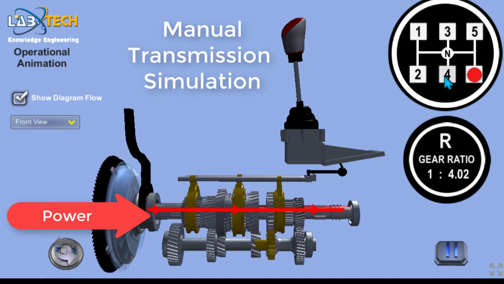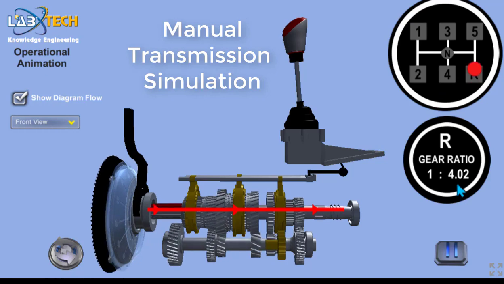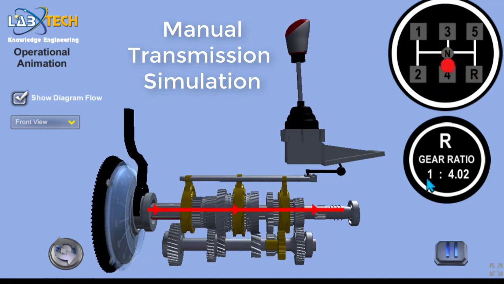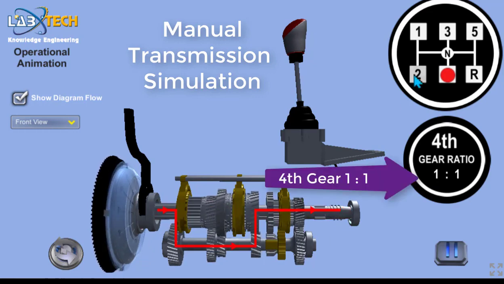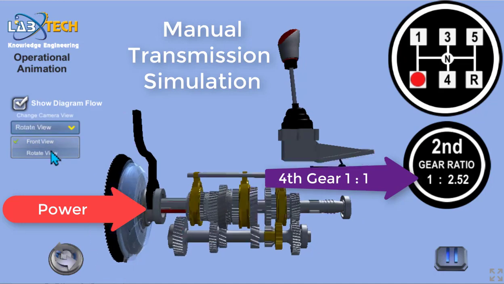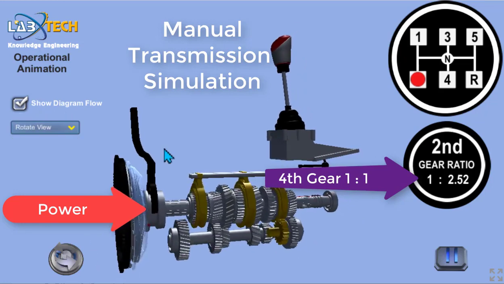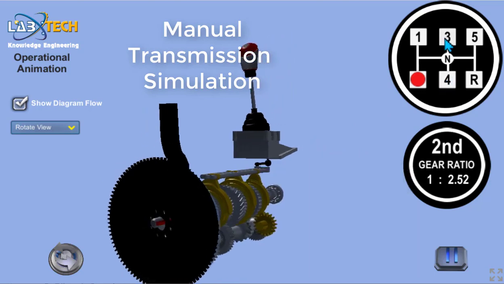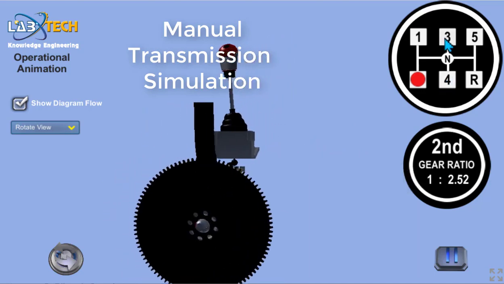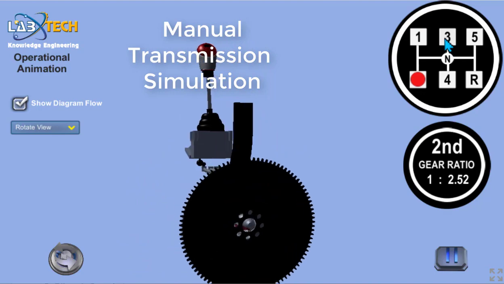On fourth gear, it's always 1-to-1. You can see that the power line is going straight through the drive shafts. On the other gears, you see it going through different areas. This is a nice rotational view of the transmission as we look at it from all different sides. You know, the Labtech objects are created in full 3D renditions, and so we're often able in many cases to look at things from different sides.